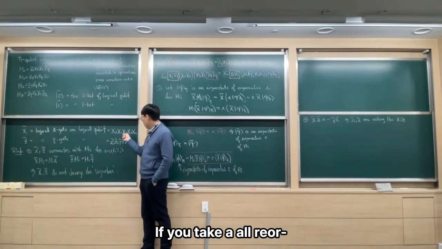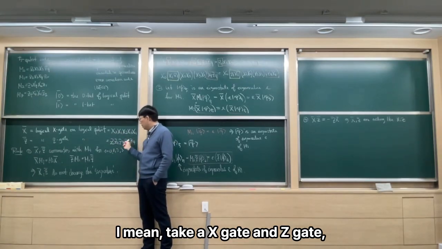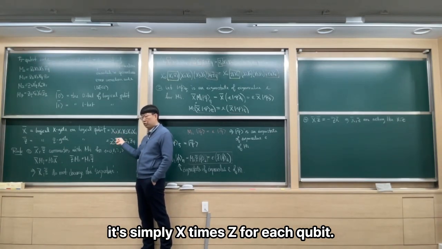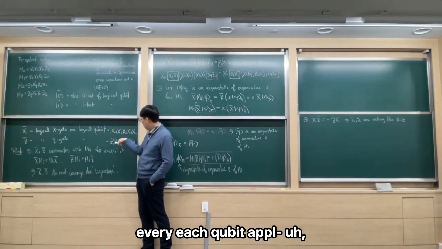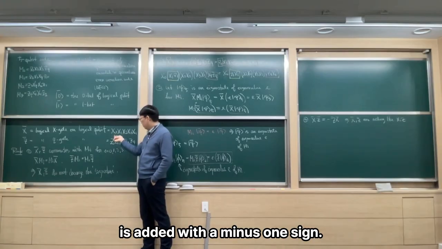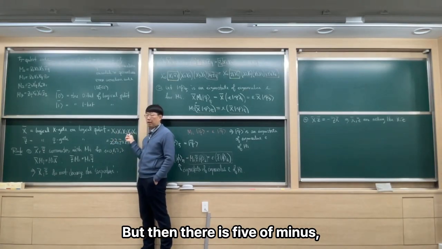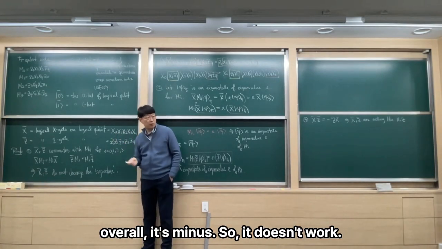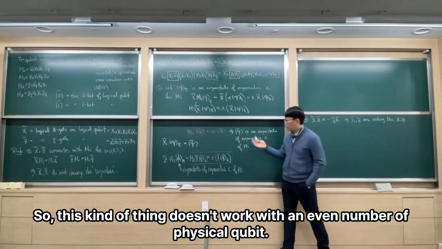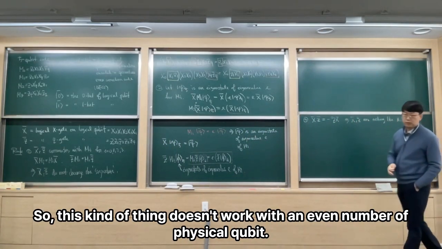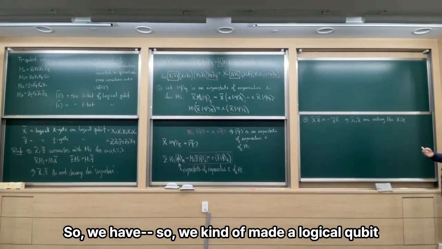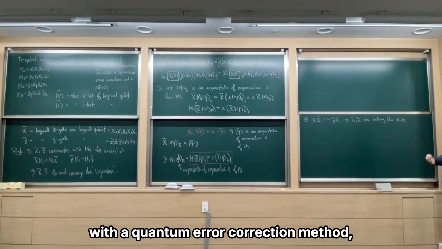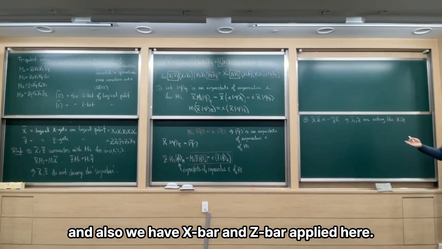If you take an x gate and z gate, it's simply x times z for each qubit. But if you switch the order, then it's z times x. So each qubit is added with the -1 sign, but then there are 5 minus ones. Therefore, overall, it's minus. So this kind of thing doesn't work with an even number of physical qubits. So very clever, right? We made a logical qubit with a quantum error correction method, and also we have x bar and z bar applied here.